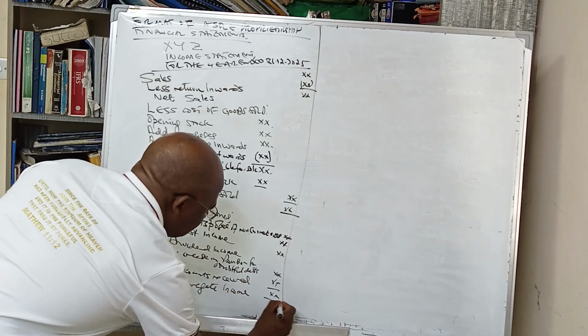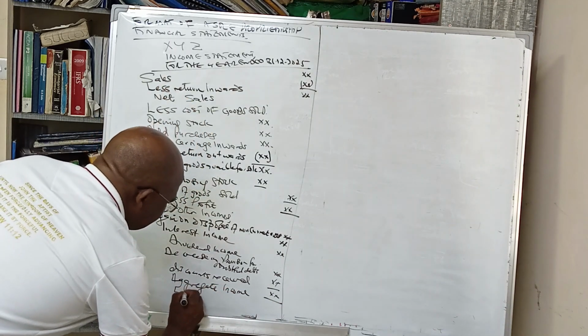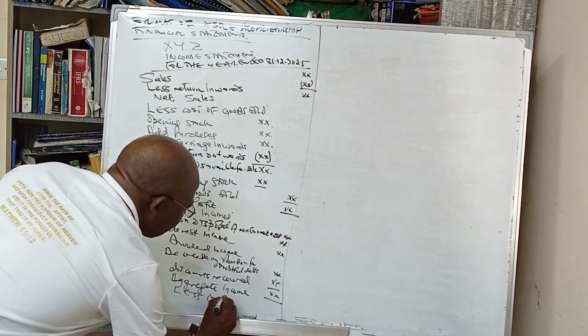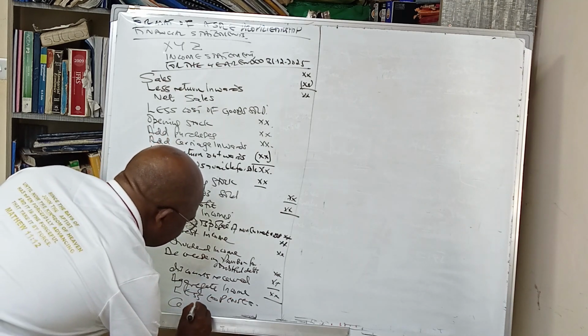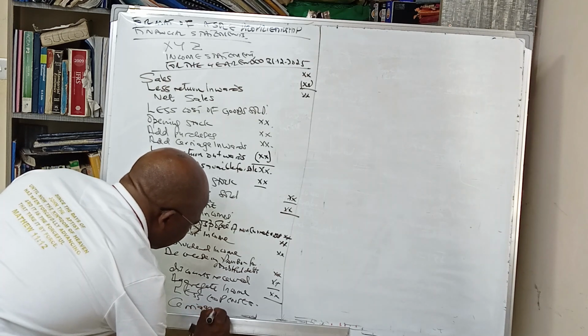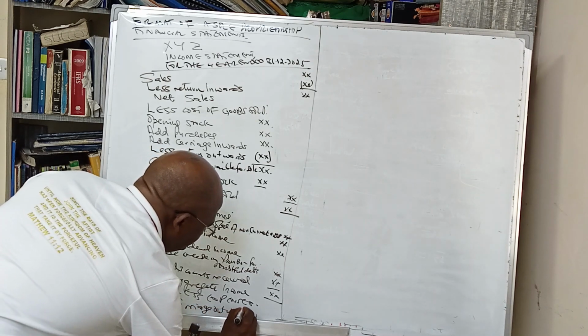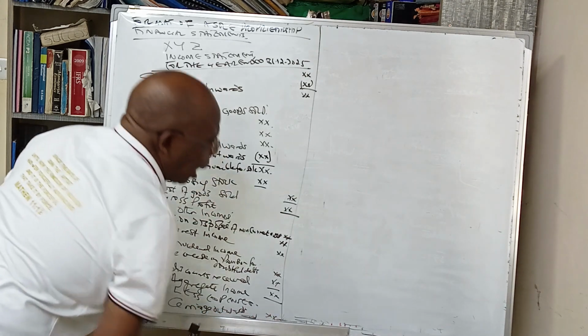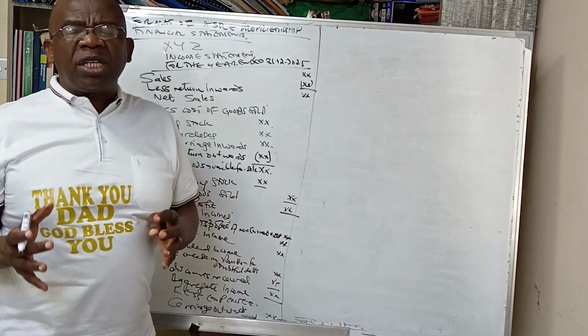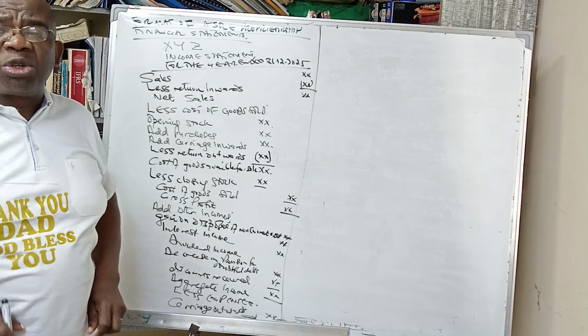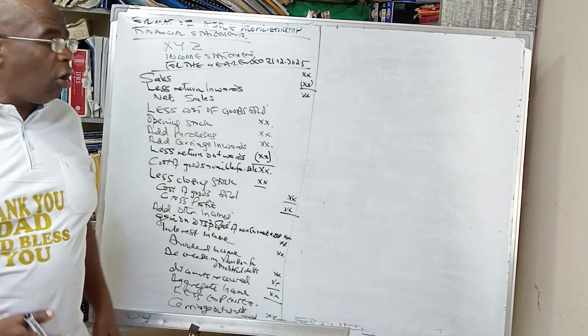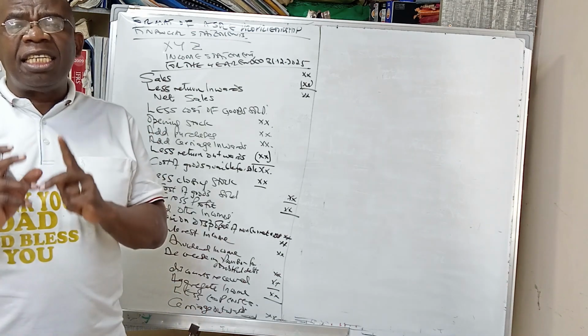And from the aggregate income, we say less expenses. And one of them is carriage outwards. What are carriage outwards? When we are transporting inventory from the shop where we are selling the inventory to the customer, it is called carriage outwards, and it is an expense.